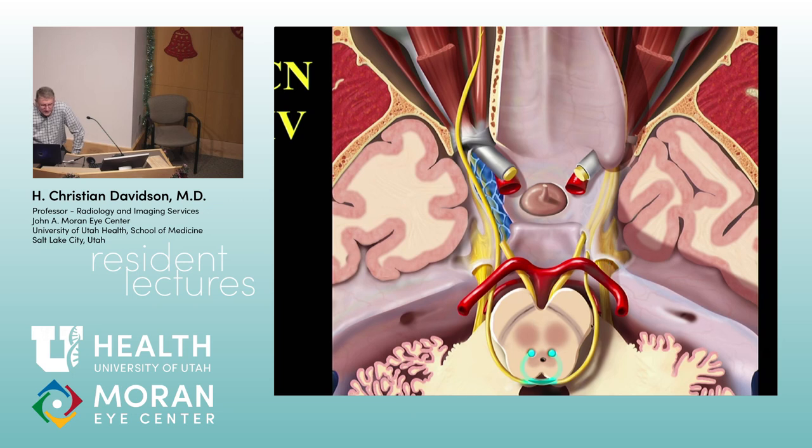Four. So four has its nuclei very close to three, a little further down near the aqueduct. They exit around the back and decussate, come forward. They have a fairly long course here in the perimesencephalic cistern. They also course between the SCA and the P1, and then kind of follow pretty close to three as they go forward. Because of this long course, and it's a relatively smaller nerve, it is somewhat more susceptible to injury and trauma.